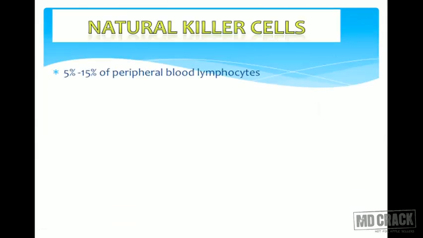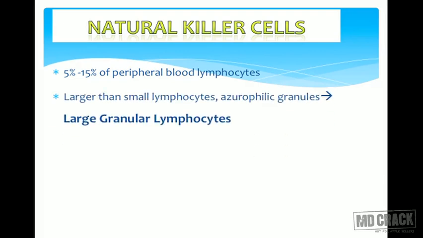One more subset of lymphocytes apart from B and T lymphocytes are the so-called natural killer cells. They are very commonly seen with viral infections. So if you have viral fever, you will see a good number of NK cells in the peripheral blood. As such, they constitute around 5 to 15% of peripheral blood lymphocytes.